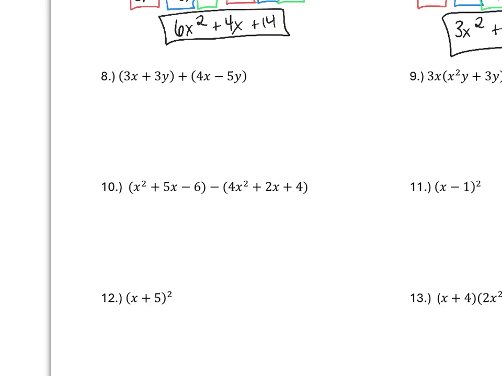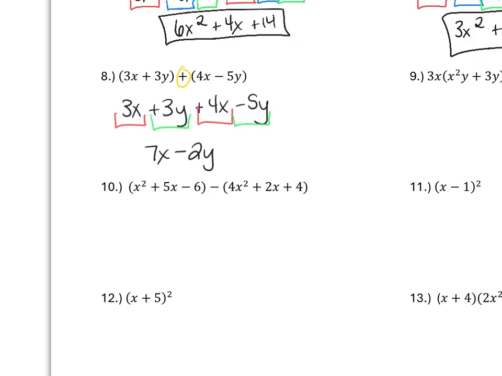Okay, addition again. Remove the parentheses. 3x plus 3y plus 4x minus 5y. Combine like terms. So the x's are like terms. 3x plus 4x is 7x. And the y's are like terms. 3y minus 5y is negative 2y.